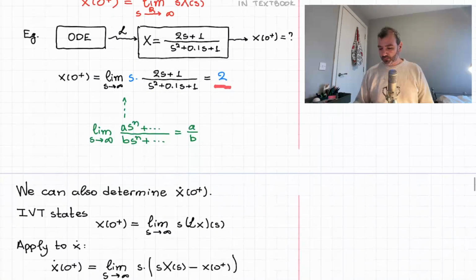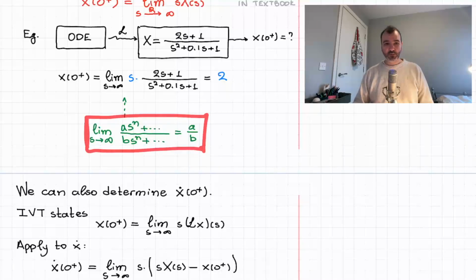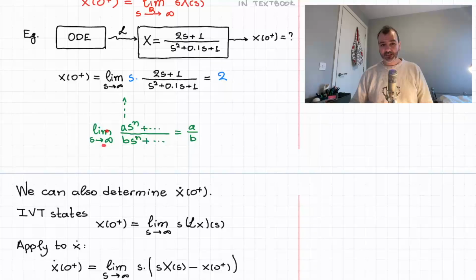How can we do this? There is this little property of limits which you can show very easily. It says that the limit as s goes to infinity of a polynomial of degree n over another polynomial of degree n is just a over b, the coefficients of the highest order terms.